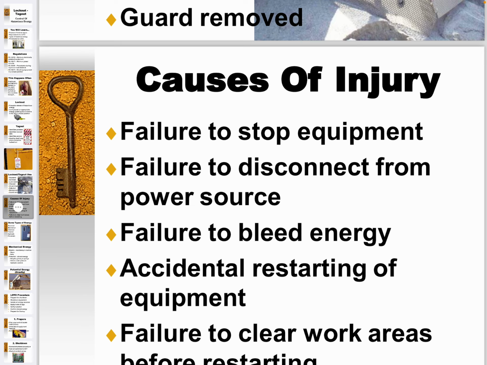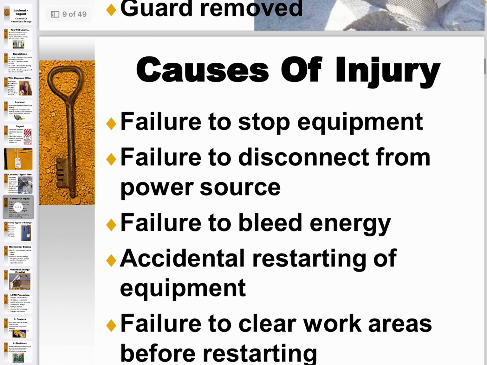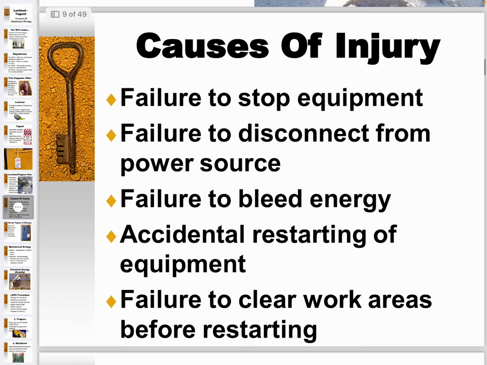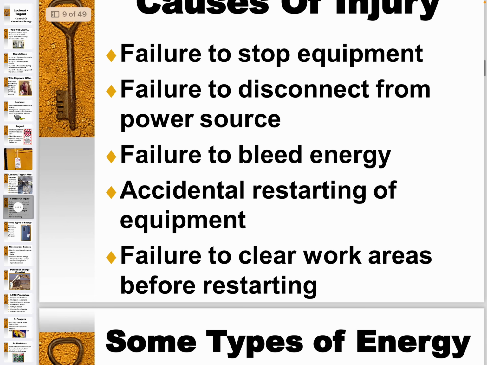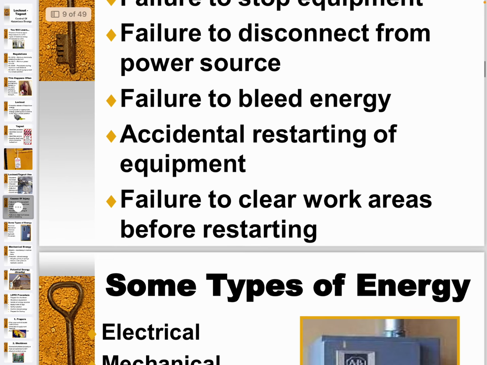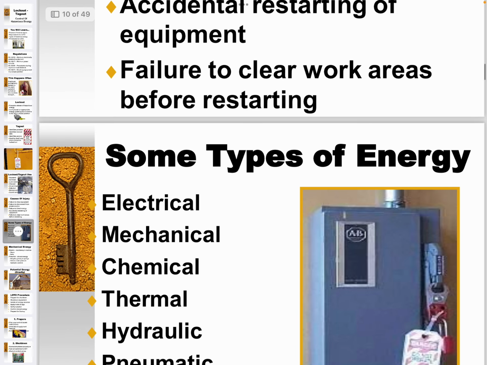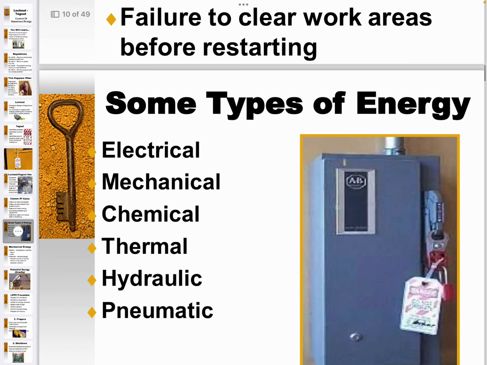While this equipment is stopped, any unknown person can switch it on. This is more dangerous for equipment, also for people. There is more injuries risk. What is the cause of injuries? Failure to stop the equipment, failure to disconnect from the power source, failure to bleed the energy, accidental restarting of the equipment, failure to clear the work area before the restarting.